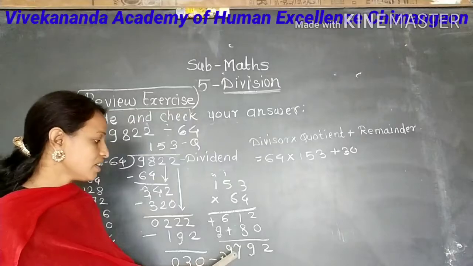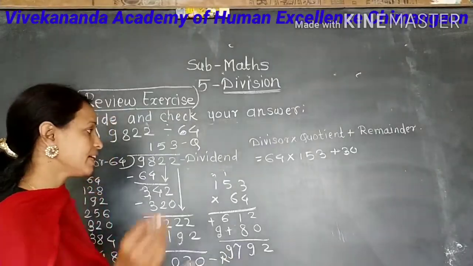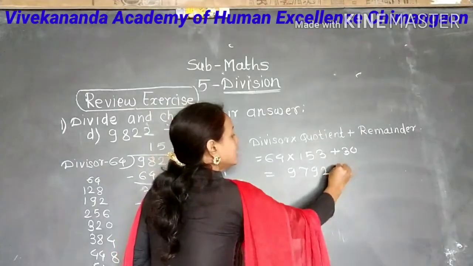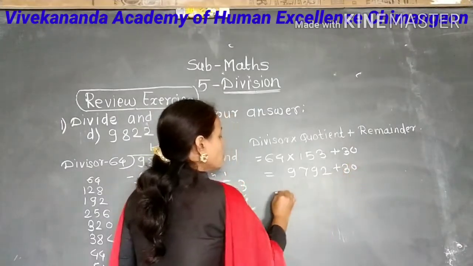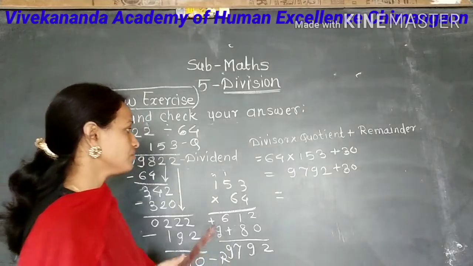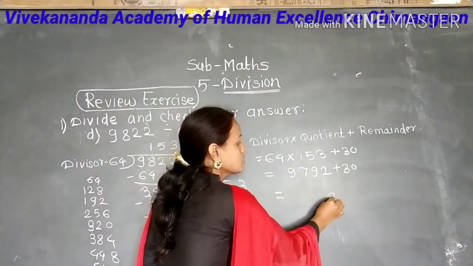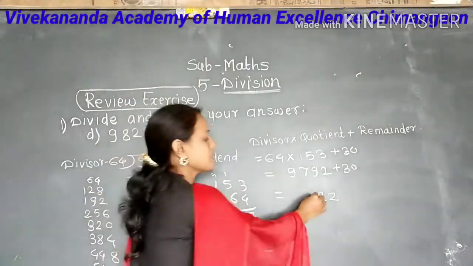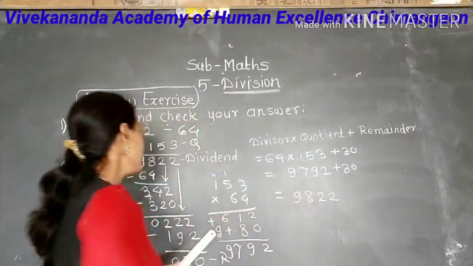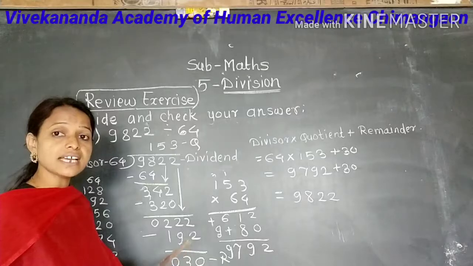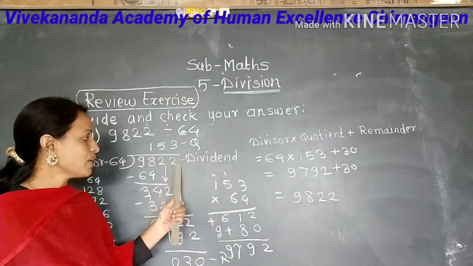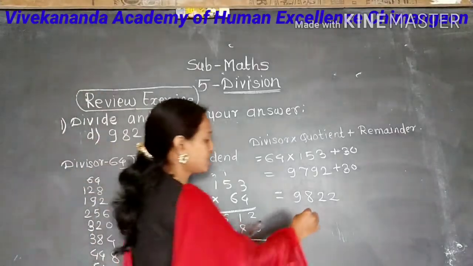We get here product 9792. We add 30. So we get here sum 2 plus 0, 2, 9 plus 3, 12, 2 carry over 1, 7 plus 1, 8, 9. We get here answer 9822, and 9822 is our dividend.